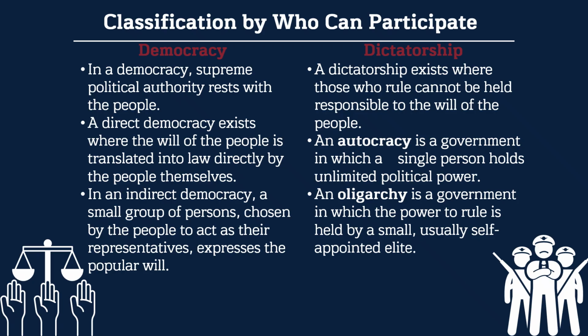So there's a referendum. In a representative democracy, also known as a republic, we choose a small group of people, and they go to the seats of power, to government, and they represent us and express the popular will. We vote through them. A dictatorship exists where those rulers cannot be held responsible to the will of the people. This means that there is an autocracy, where the government has a single person having unlimited power, or an oligarchy, where a government is ruled by a small group of usually self-appointed elites.